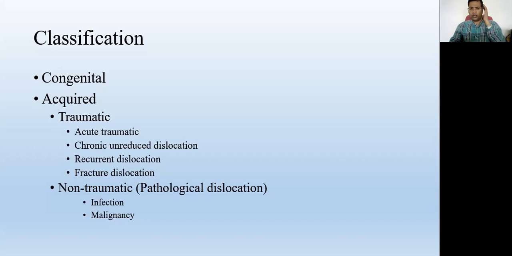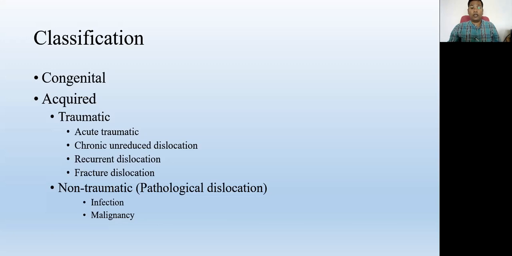In traumatic dislocation, there are four kinds you can come across. First, acute traumatic: in a roadside accident or any kind of injury, there is a severe force which tears the ligaments and muscles. The two articular surfaces go beyond the limit, and there is no attachment, or there is a subluxation. This is the acute kind of dislocation which occurs due to severe trauma.